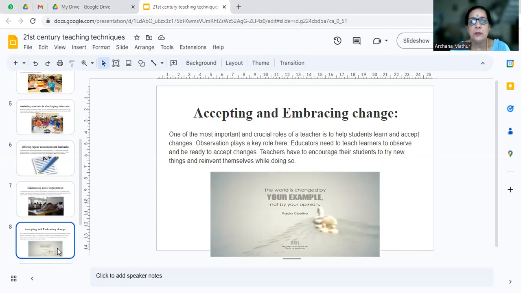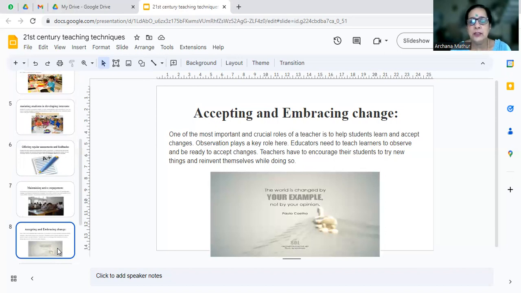So today, the most important change that we have to accept is that the role of a teacher and student has changed drastically. There has been a paradigm shift in teaching and learning sequencing. One of the most important roles of a teacher is to help the students to learn and accept changes. And before making the students learn to accept changes, the teacher herself or himself has to accept the change that has come in the educational system.